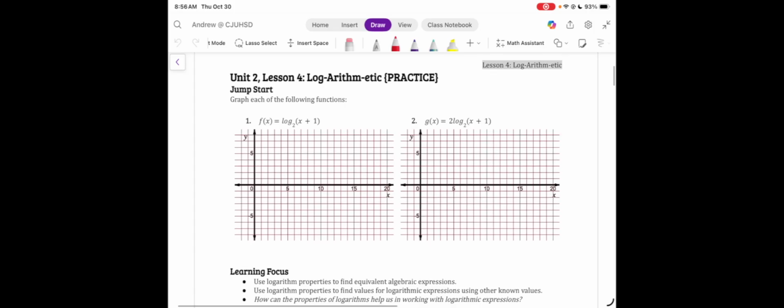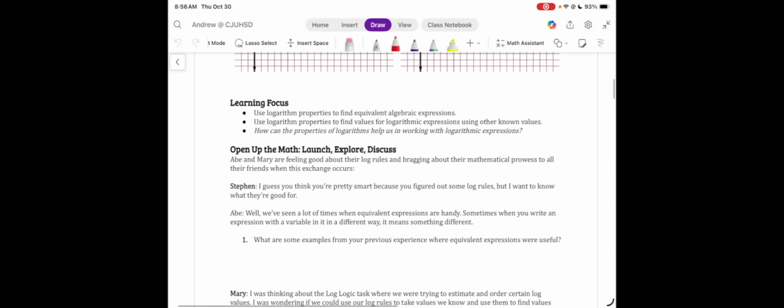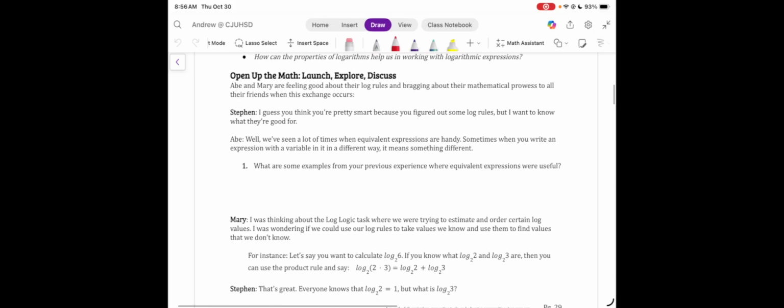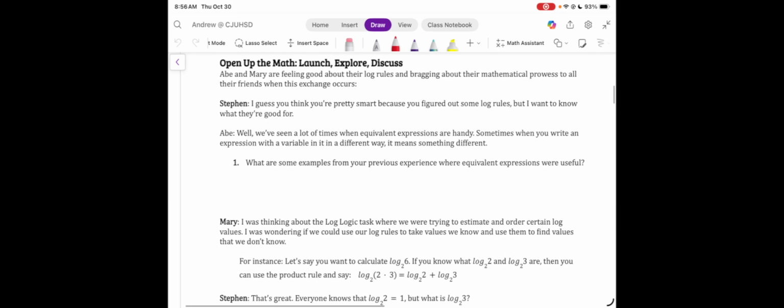We're going to start by going over the jump start. We're going to skip that and go right to the launch. Abe and Mary are feeling good about their log rules and bragging about their mathematical prowess to all their friends when this exchange occurs. Stephen says, I guess you think you're pretty smart because you figured out some log rules, but I want to know what they're good for.